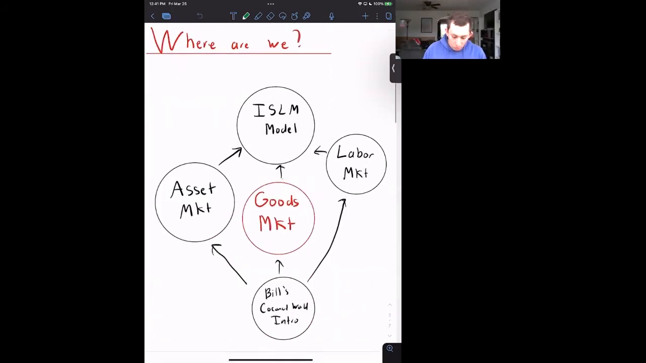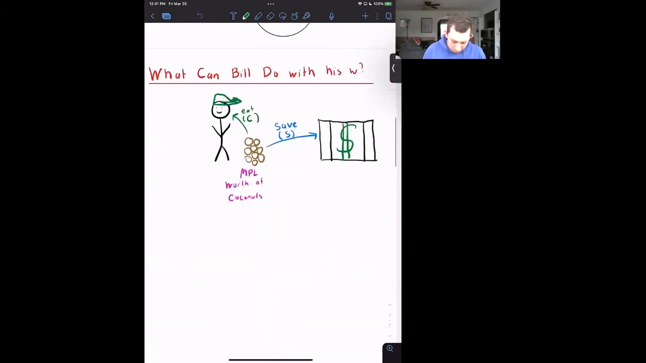Let's get a quick overview of where we are. We are trying to build up this ISLM model. The ISLM model is made up of three markets: the asset market, the goods market, and the labor market. We are talking about the goods market today. We've talked about the labor market and Bill's Coconut World intro in previous videos. And then we will talk about the asset market and the full-blown ISLM model in future videos. So let's go ahead and get started.